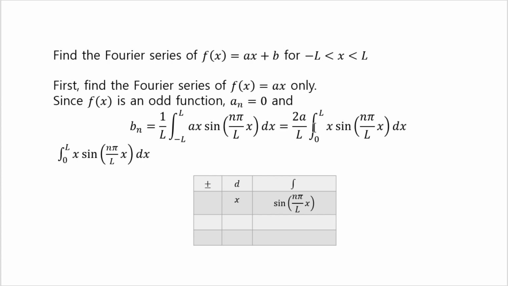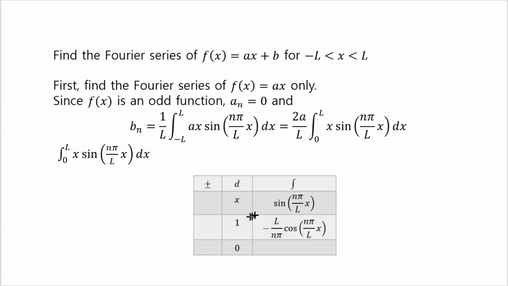Let's focus on this part of the integral only, and I choose to do it with tabular integration. If you don't know tabular integration, there's a separate video on my channel. Please watch it. You choose something to differentiate, something to integrate. The derivative of x is 1, and then the 1's derivative is 0. When you get 0, you stop.